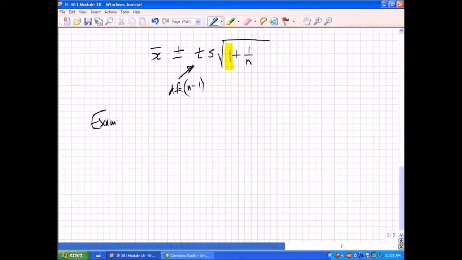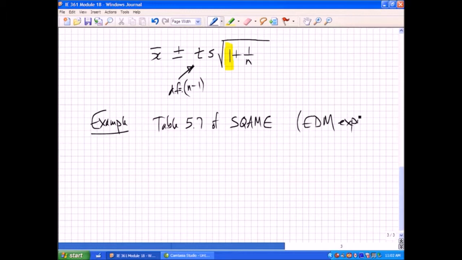Here's an example. In Module 17, we talked about Table 5.7 of the textbook, and that electrical discharge machining example, where what was under discussion was angles of drilled holes.